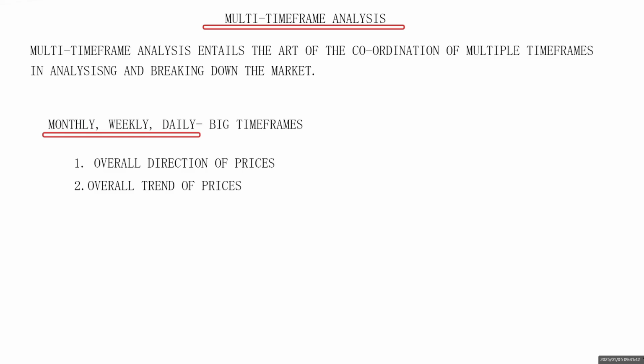Instead, we go to the small time frames to break the market into more minute fractals, and we're able to enter the trade and ride with the wave that the big time frame tells us. Okay, so what are the small time frames?